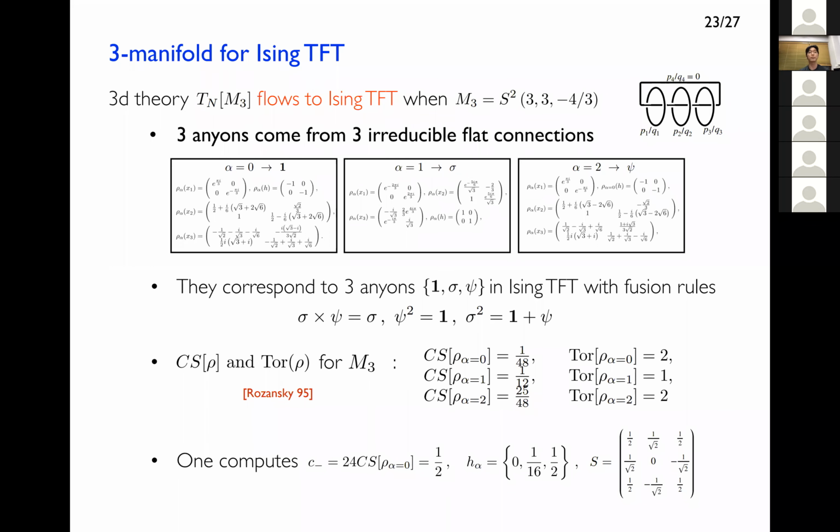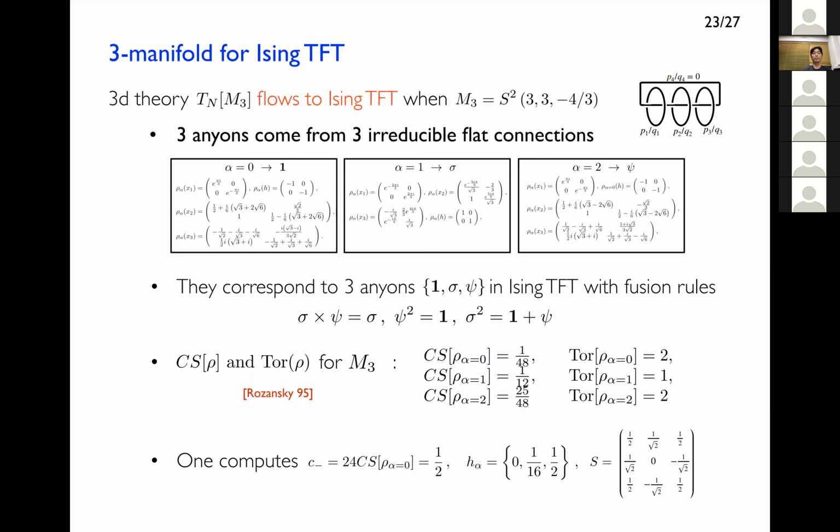To find the modular structure, we need to compute the Chern-Simons action and torsions of the 3-manifold evaluated over the 3 irreducible flat connections. Rozansky provided a very nice formula to compute these functions when the flat connections are all known. We used this formula and computed the Chern-Simons action and torsions from these irreducible flat connections. Lastly, using this topological invariant of the 3-manifold and our dictionary summarized in the previous table, we can easily compute the following modular data.